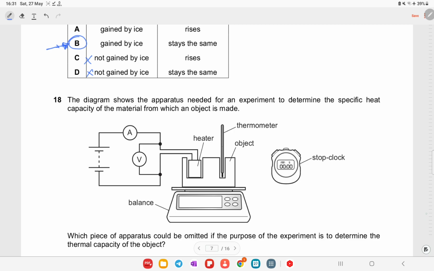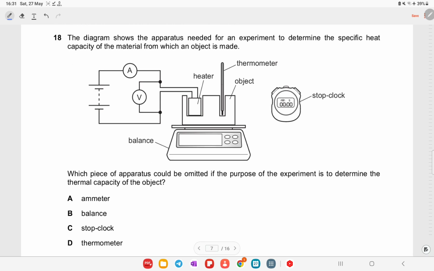The diagram shows the apparatus needed for an experiment to determine the specific heat capacity of the material from which an object is made. Which piece of apparatus could be omitted if the purpose of the experiment is to determine the thermal capacity of the object? If you remove the balance, because for the thermal capacity the mass is not required. For the specific heat capacity, the mass is required.